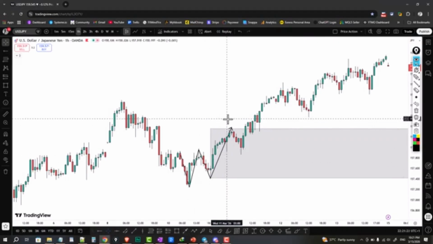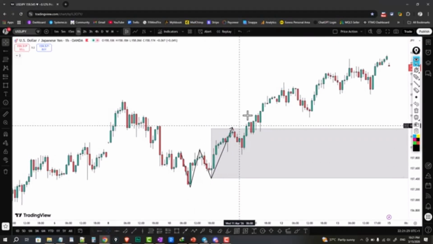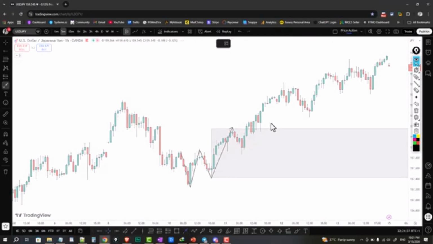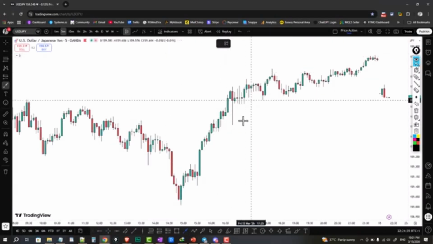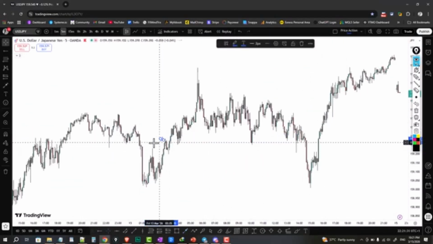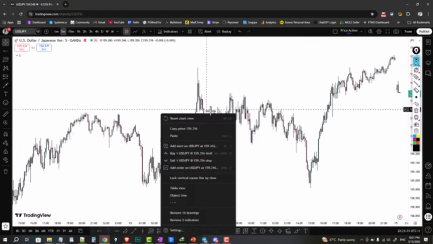Let me quickly pick this, and then we'll go down to the 5 minutes time frame. Okay, so when I do this, let me quickly delete this.